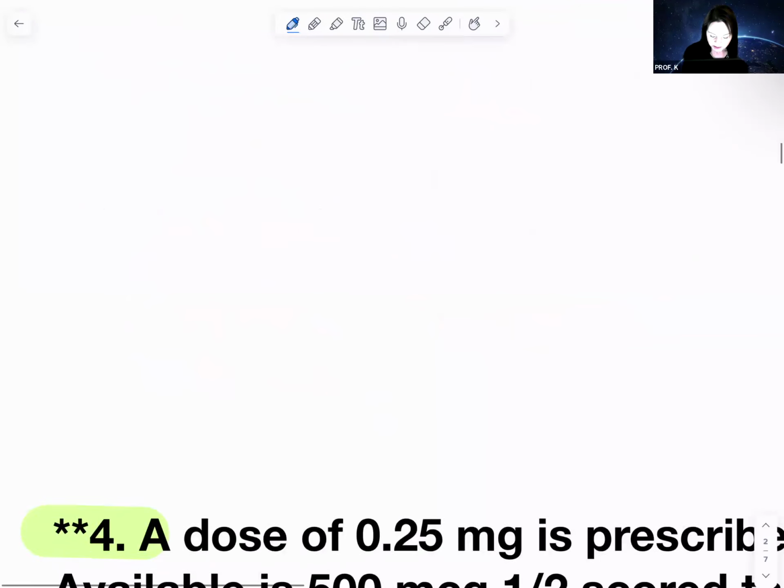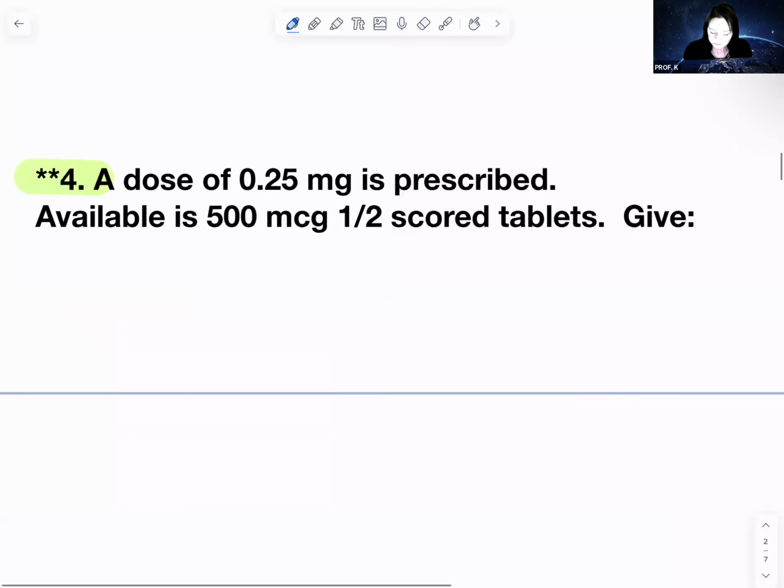All right. Let's do tablets. Now on the tests, here I just wrote it, but on the test you will have a picture and it'll tell you if it's half scored. It will be a picture of a pill. And this basically means when it's scored, I can break this one in half. All right. And that's what that means. So this question is a half scored tablet. I'm going to give you a minute to solve.